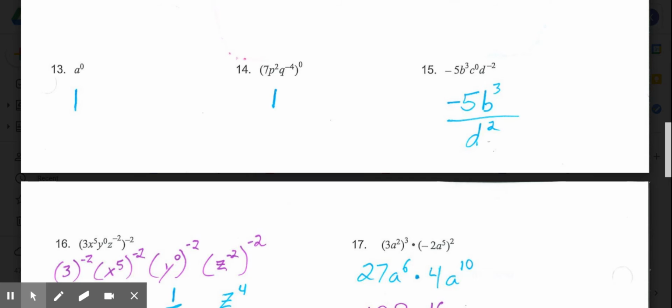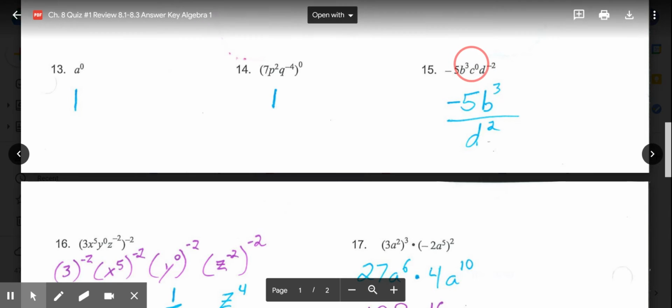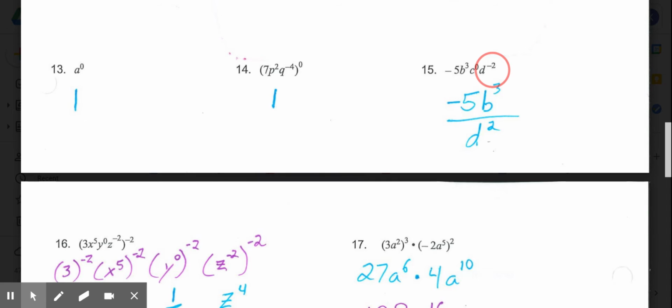Now in 15, we have a negative 5 out in front of everything, not going to a power, so I know that's going to stay on top. B to the third doesn't need to change, that stays on top. C to the 0 is just 1, so we can just cancel that out. And the d to the negative 2 would have to go to the bottom of our fraction and become d to the second power. So we have a negative 5b to the third over d squared.